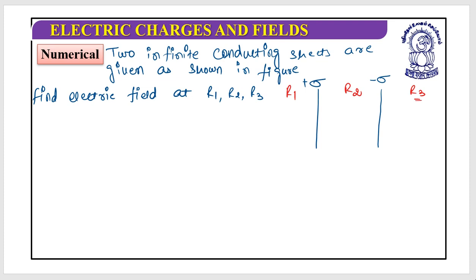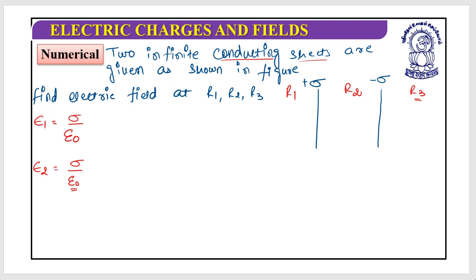Now let's begin. What is the situation, what all data is given? First thing, they have given the conducting sheets. So the electric field due to the first would be sigma by epsilon naught, and the electric field due to the second would be sigma by epsilon naught. So we have done up to the magnitude. Now only the task remains.